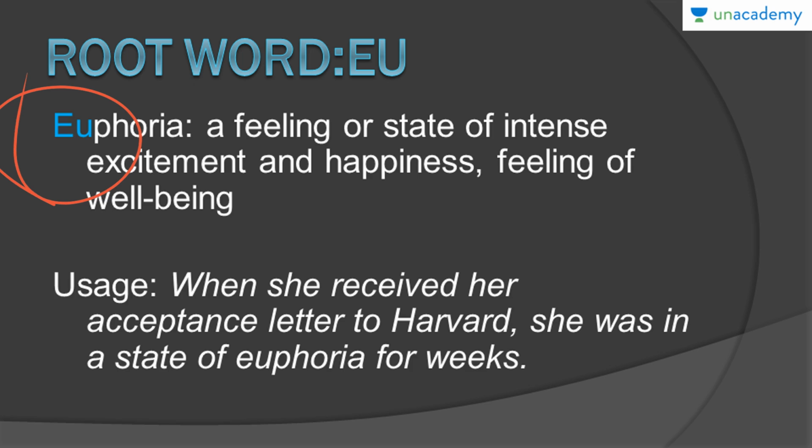So as we see, it is related to the root word also, because the root word means good, happy, everything related to pleasant, and EU, the root word, is at the start of the word. So it will mean that only. So it means an intense state of happiness, a feeling of joy, that is euphoria. So that's the meaning of the word, and this is how you can use it in a sentence.